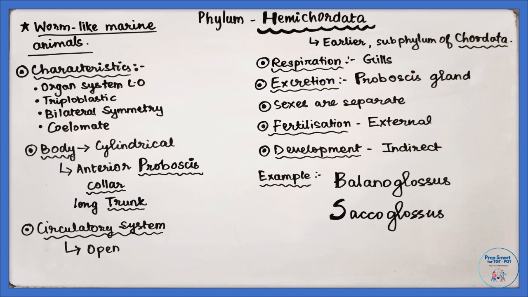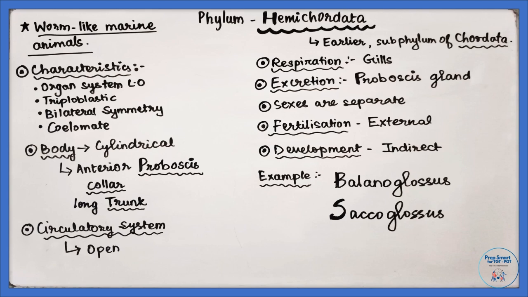Their body is divided into three regions: proboscis, collar, and trunk. Their body is cylindrical. Long trunk is present. Their foregut gives out a thick and stiff outgrowth called stomochord or buccal diverticulum. They have open circulatory system. Excretion is through proboscis gland. Respiration is through gills. The sexes are separate. Fertilization is external. Development is indirect.